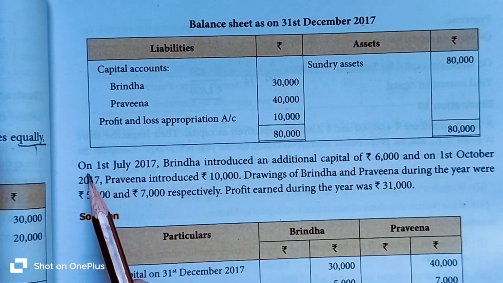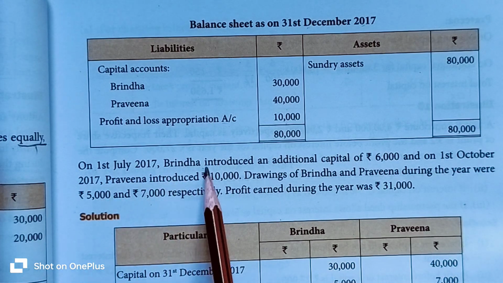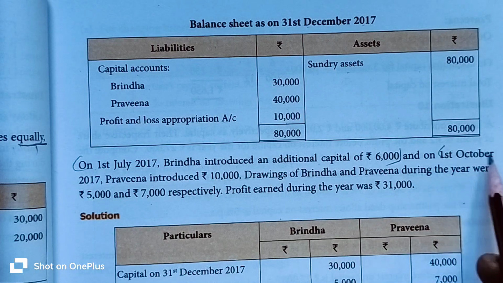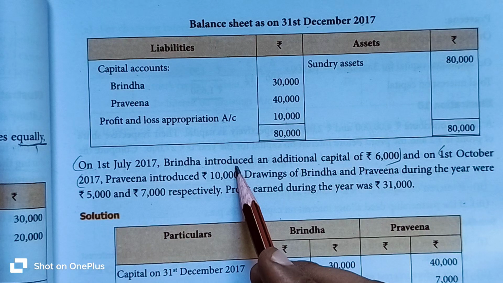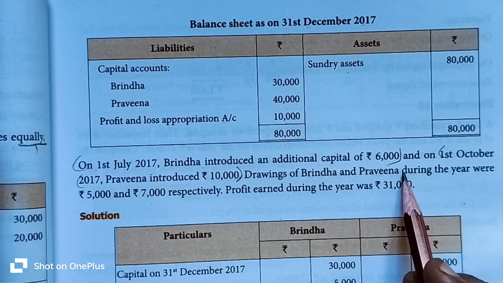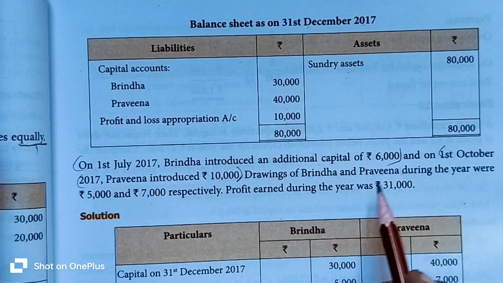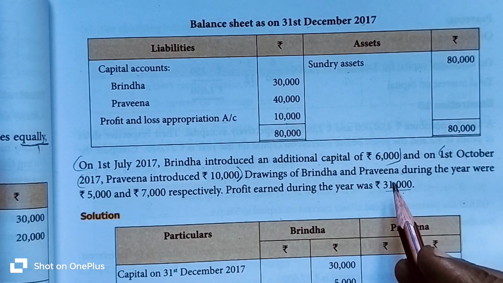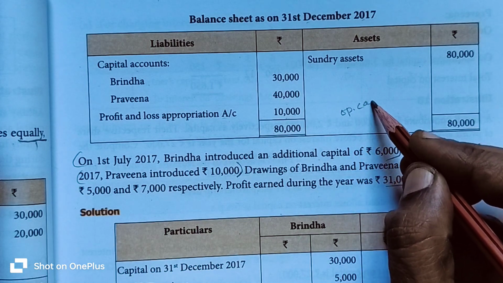Apart from that box, they have given additional information: on 1st July 2017, Brinda introduced additional capital of 6,000 rupees, and on 1st October 2017, Pravina introduced additional capital of 10,000 rupees. Drawings for Brinda and Pravina during the year are 5,000 and 7,000 respectively. Profit earned during the year was 31,000 rupees. So what didn't they give? They didn't give the opening capital.